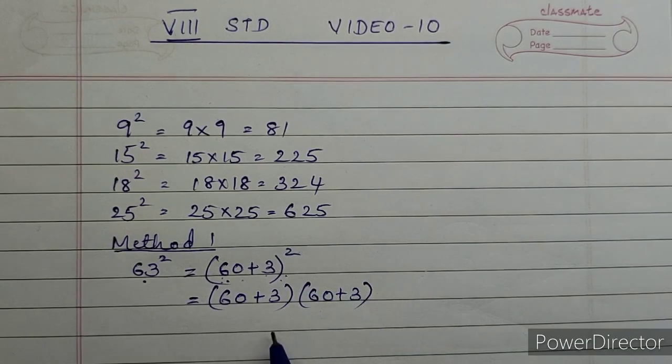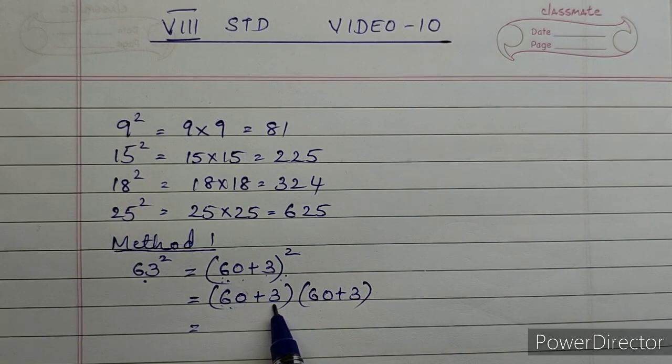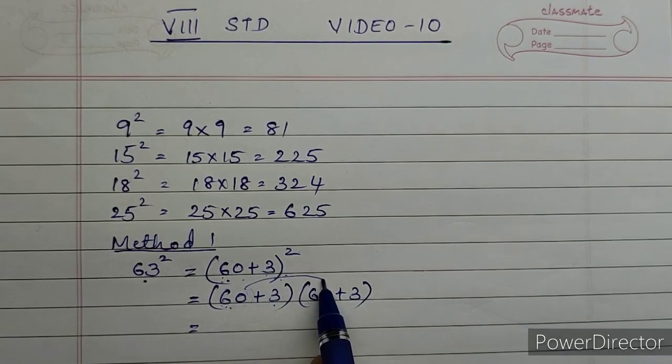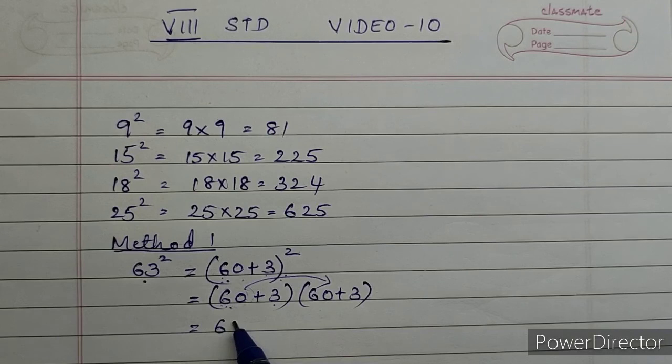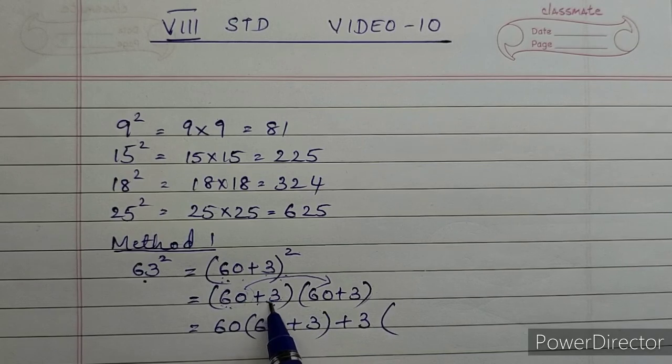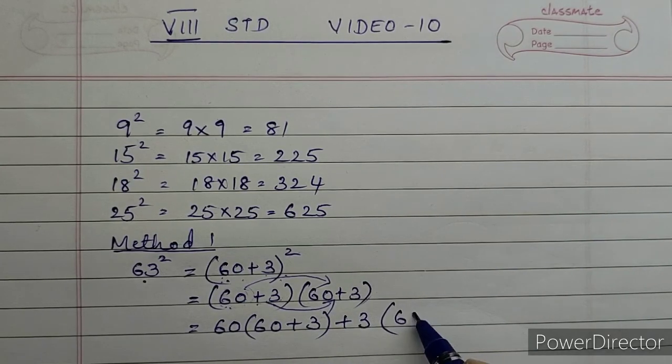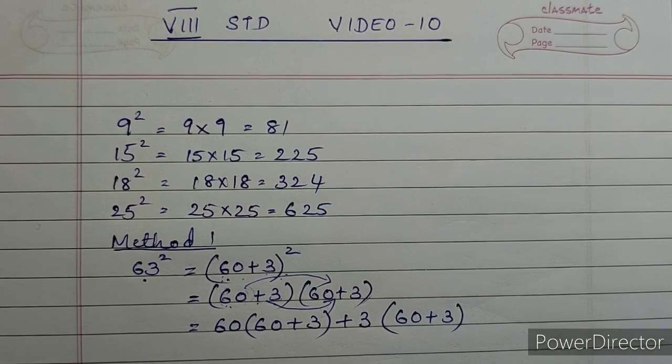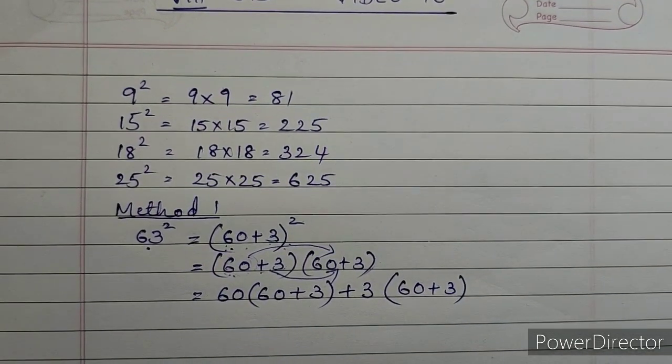Now each one you have to multiply. How will you multiply this? You keep this bracket the same as it is, no change. This bracket you have to split and write. So the first number is 60 and the second number is 3 here. 60 you have to multiply with the full 60 plus 3. Now the second term, plus 3, into again 60 plus 3. Now the next step is the distributive property, which you have learned.